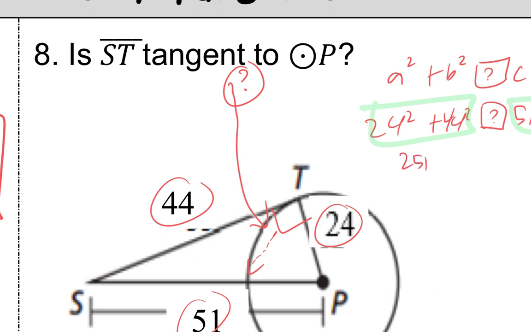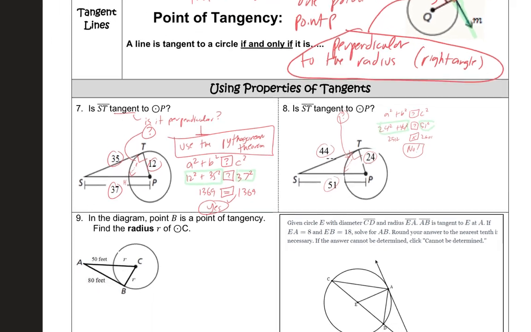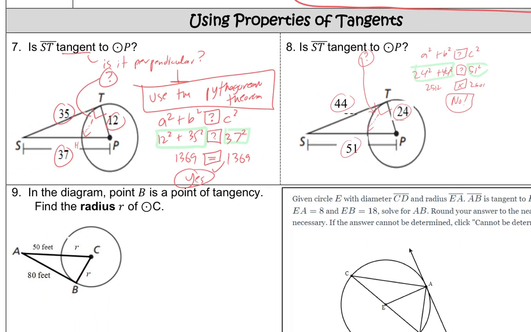So this one is 2512. That's 2601. So those are not equal to each other. So no, that one is not tangent. Okay, so that's what we're doing on those. If we're trying to find out if they are tangent, that's what we're finding out.